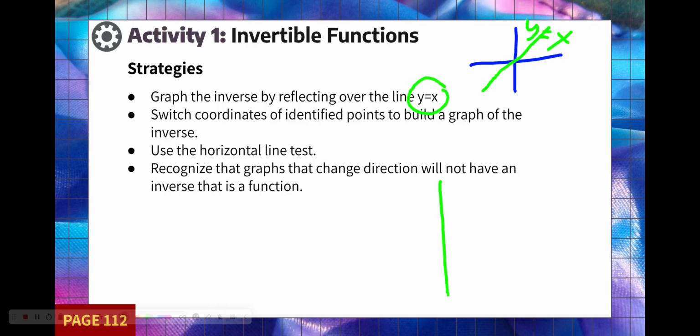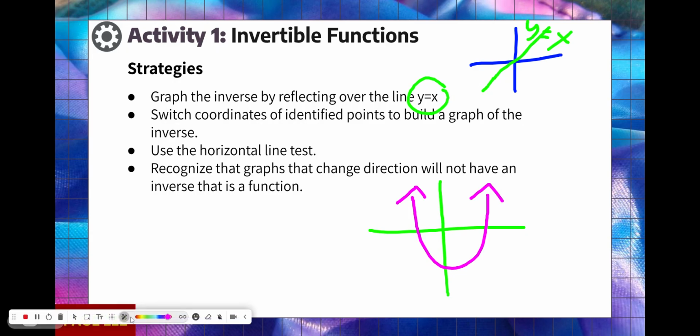Given a graph, look at this. What is a horizontal line test? Okay, if this is your graph and I use the horizontal line test, the horizontal line test will be that. Now, recognize that a graph that changes direction will not have an inverse that is a function. You see how many times your horizontal line touches the actual graph? So this graph does not have an inverse that is a function. It did not pass the horizontal line test. Make sense?